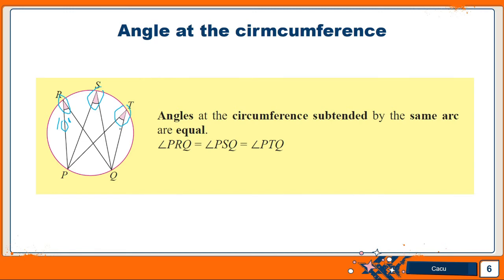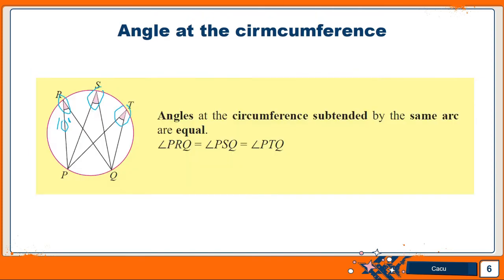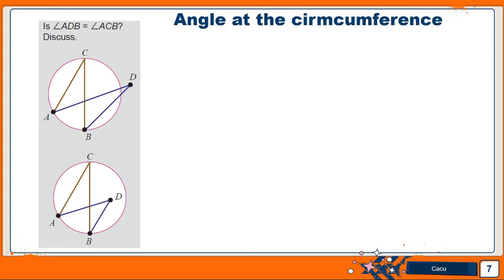Same as the slide that we looked at just now. Angle PQS and angle PRS are the angles subtended by the major arc PS, right? Therefore, these two angles are the same. Same with the blue angles here, they are the same because they are subtended from the same minor arc. We look at the next slide.